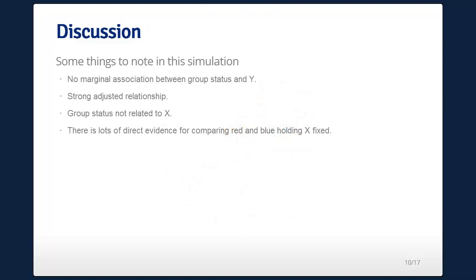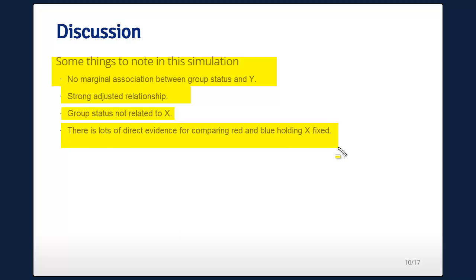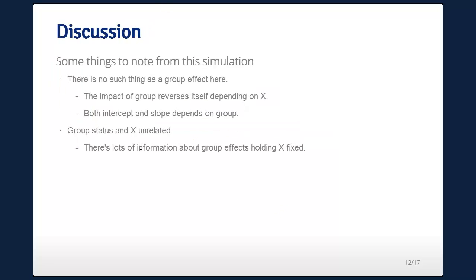Okay, so just to summarize these points again, no marginal association between group status and y, and a strong adjusted relationship. In this case, group status is not related to x. If I told you x, you wouldn't be able to guess group status terribly well. But there's lots of direct evidence for comparing the two groups holding x fixed. So this is a good example. So you would likely want to adjust in this case.